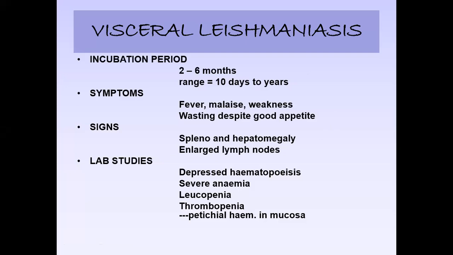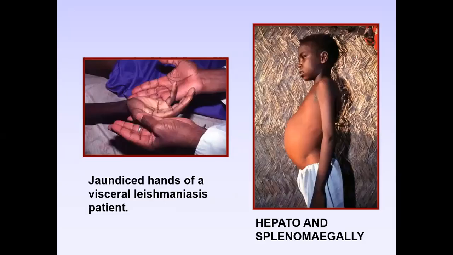Laboratory studies would indicate that there is a depression in the bone marrow and its functions are going to be decreased. The patient will have anemia, leukopenia, and thrombocytopenia. That is, the hemoglobin would be low, the WBC count would be low, the platelets would be low, and because of the lower platelets, there will be petechial hemorrhages or pinpoint hemorrhages, in the mucosa as well as on the skin surfaces.